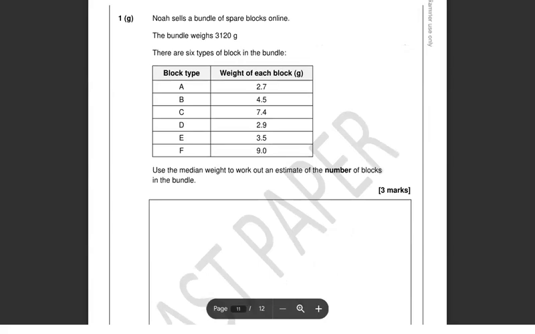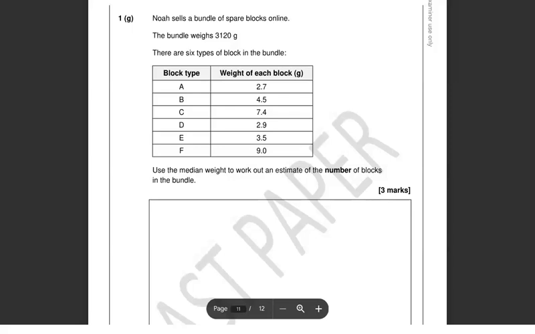So Noah sells a bundle of spare blocks online. The bundle weighs 3,120. There are 6 types of blocks in the bundle. So use the median weight to work out the estimate of the number of blocks in the bundle.